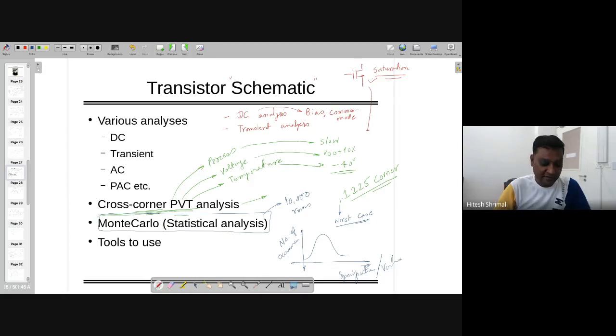As we are in academics, still we have to make sure that our designs match 6 sigma. If it is matching 6 sigma on schematic, definitely it will work on layout, and definitely it will work when the real chip comes. So it's very important to use all these things.